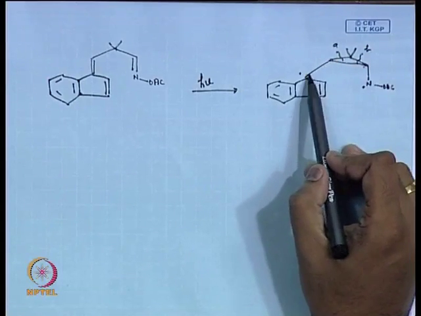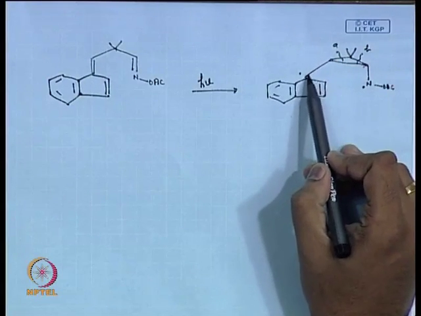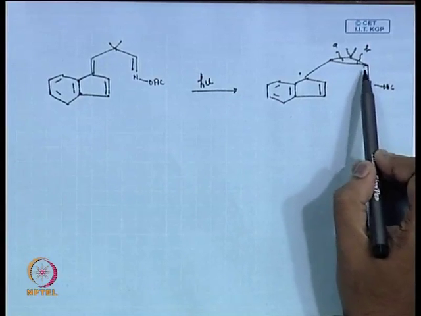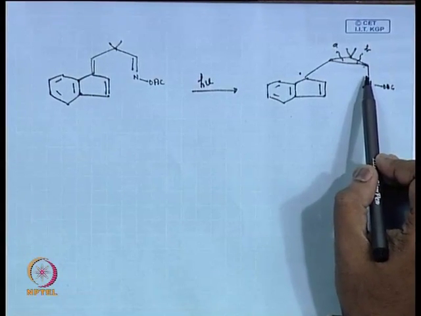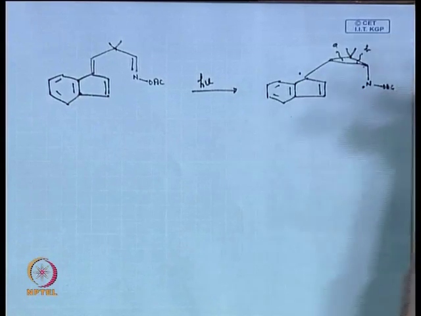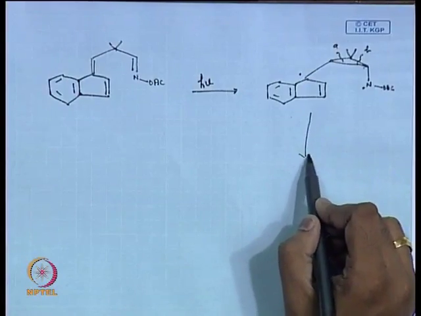See, if you are going to cleave this bond A, you are going to end up with a type of alkene system across your cyclohexanone. If you are going to cleave B, then you are going to end up with a type of imine, right, and that imine can hydrolyze to give you a ketone if you do a column and everything. Okay.